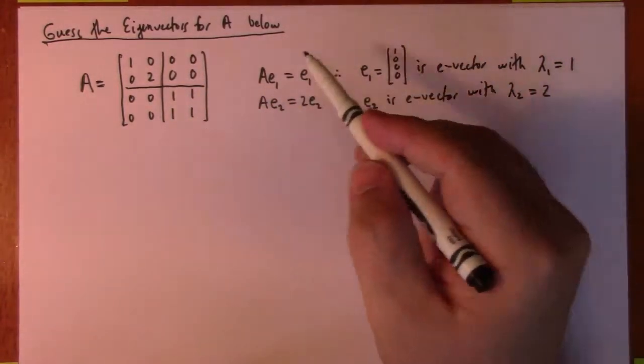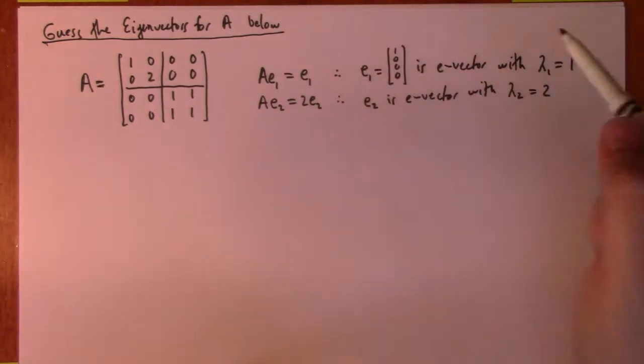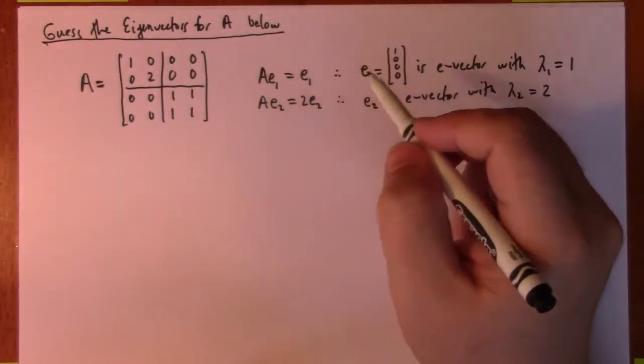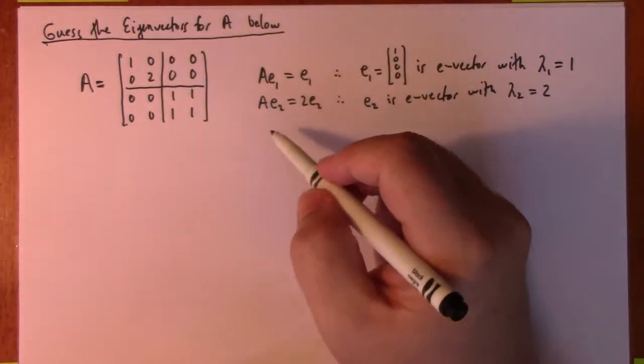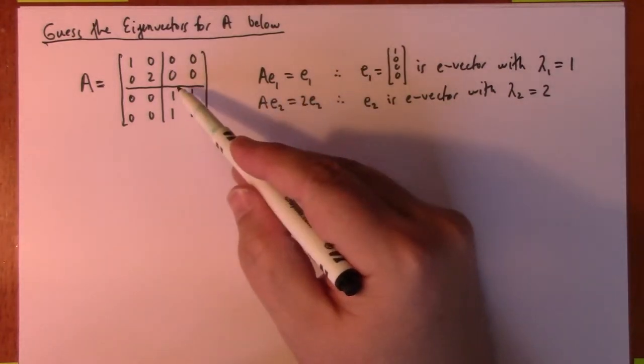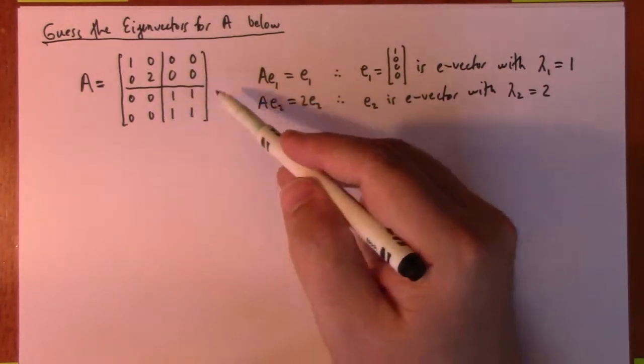Now, let's see here. These guys, I can also, maybe you can't, but I can at least. So if I look at this, I'm looking for eigenvectors associated somehow with this block down here.